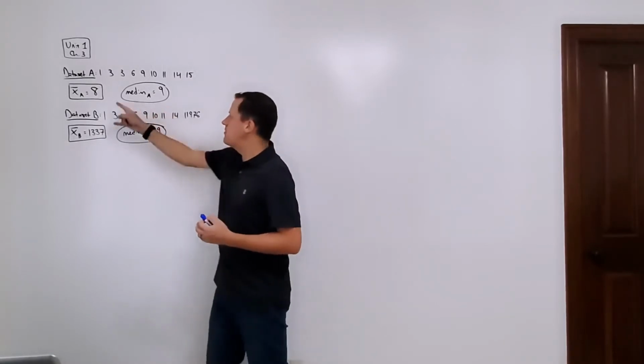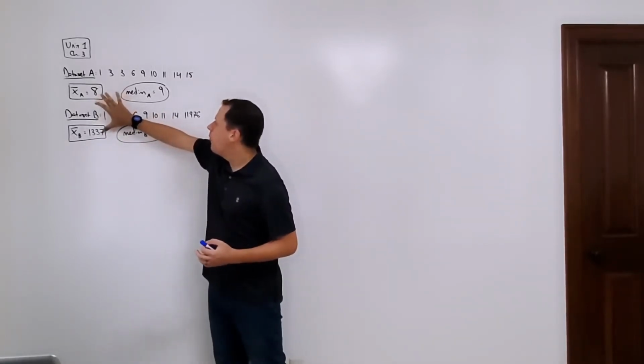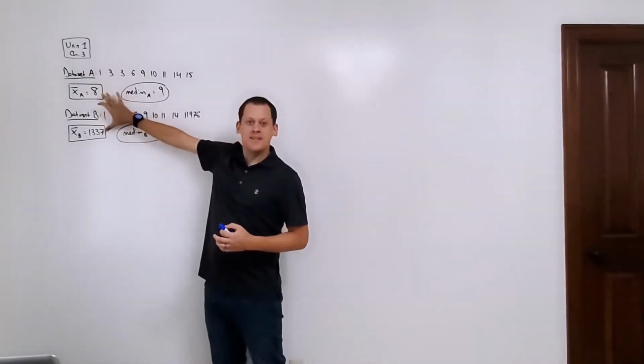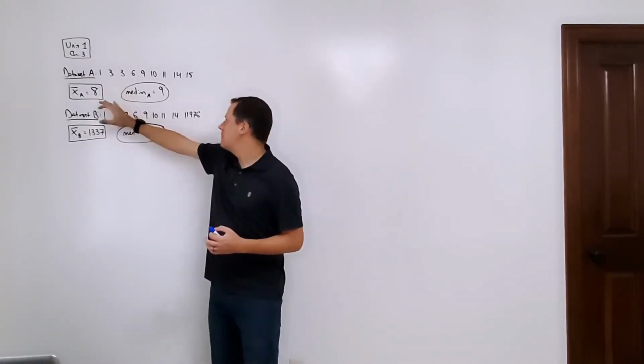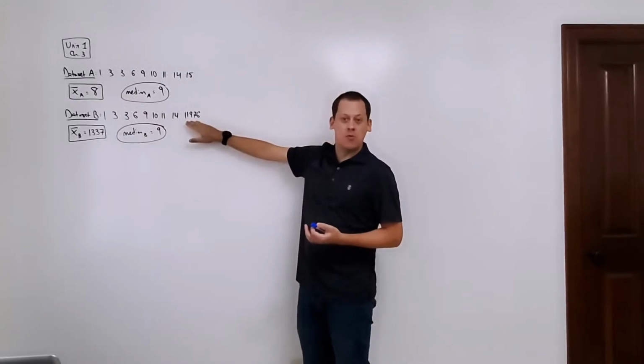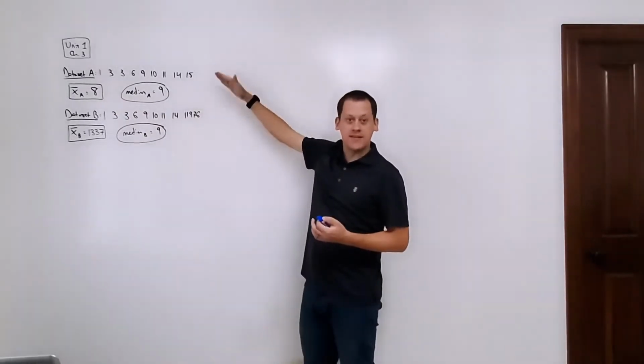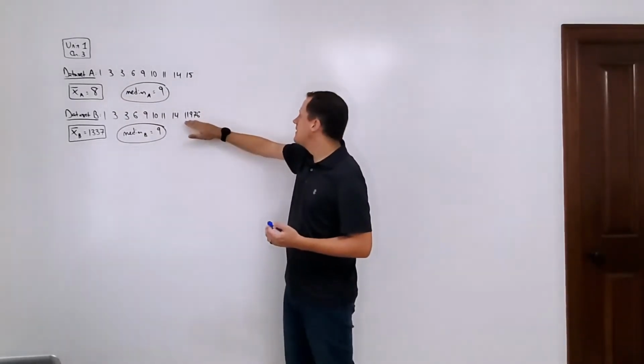The medians are the same, but the means are different. What is the driving reason behind the difference in the two means? I mean, it has to be this number, right? That's the only difference between data sets A and B. It's this number right here.